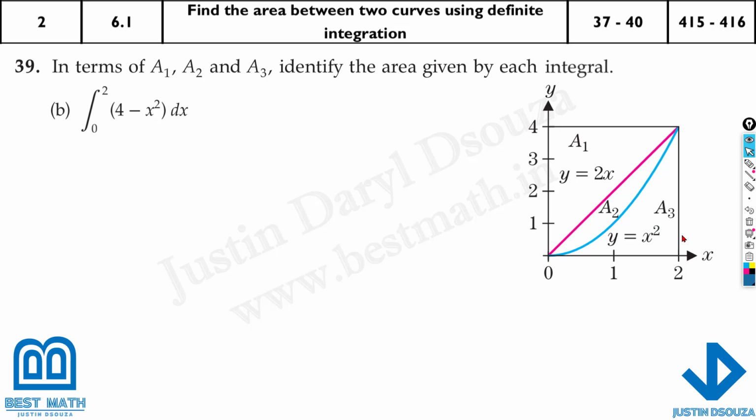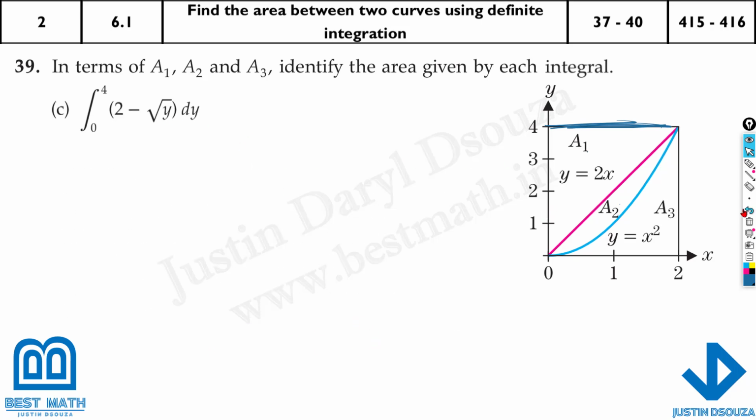What about this one? It's again dx. 4 is the topmost. 4 minus x squared. So A2 is already there, but A1 is also included. If you look carefully, from 0 to 2, it's dx, and 4, this to the blue line, minus x squared. So it'll be A1 and A2. A1 plus A2 is the correct answer.